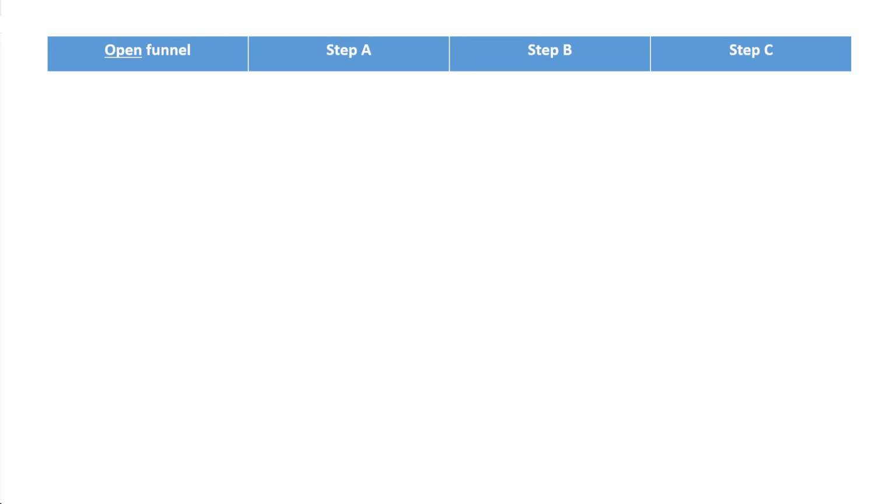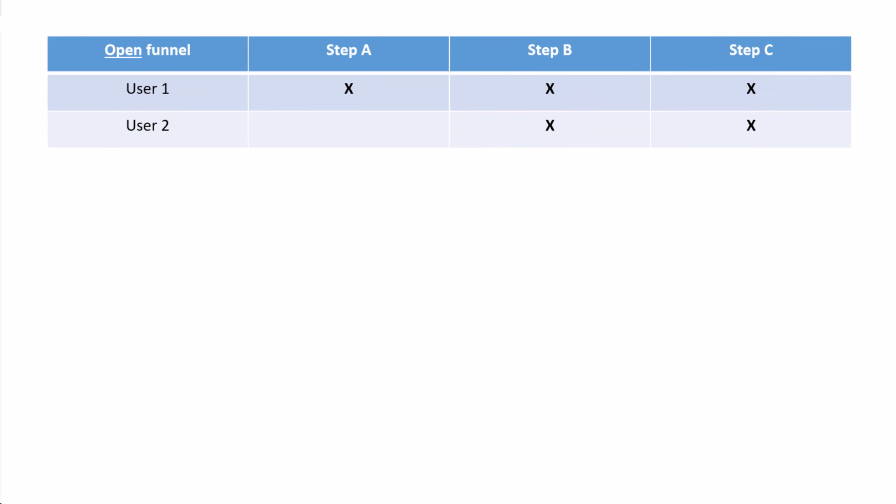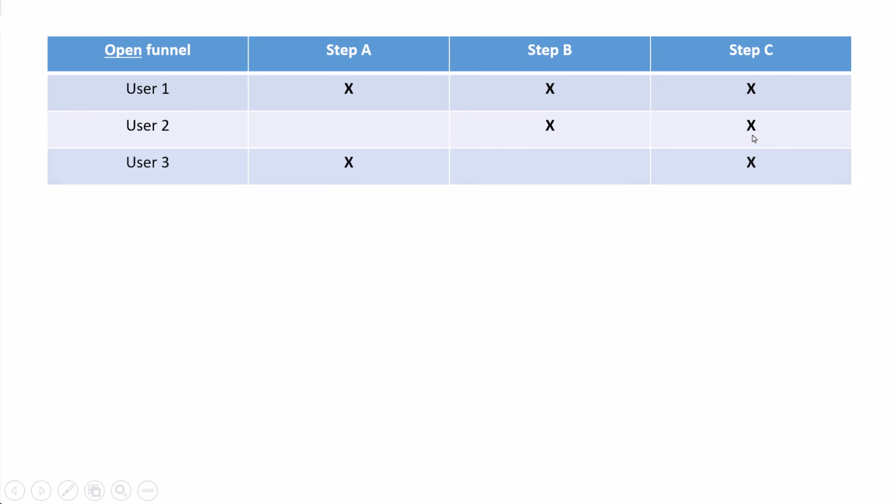Let's say that I have a funnel consisting of 3 steps, step A, B, and C. And then there are several situations of how visitors complete those steps. The first user completes all the steps, then the second user skips the first step and then completes step B and step C. Then we have user number 3 who skips the second step, and then user number 4 who completes only the last step, which means that the visitor enters the funnel only at the last step.